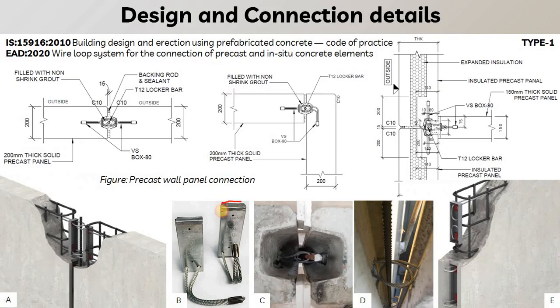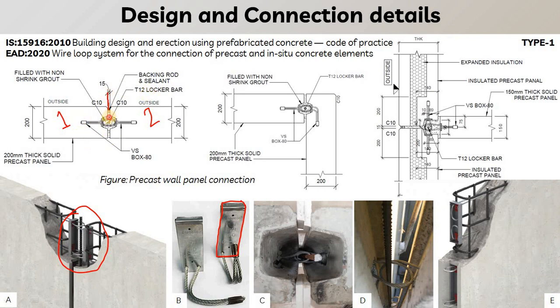wire loop connection. Here you can see this is the box that is known as the loop box, or we can say wire loop, that is used to connect the panels. Here you can see these are the two wire loop boxes that are placed. Let us say this is panel 1 and this is panel 2. These are the two individual panels we have cast as precast elements.